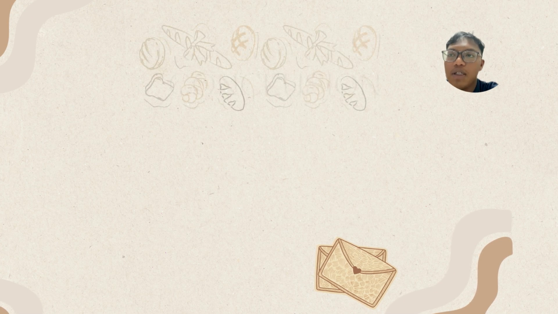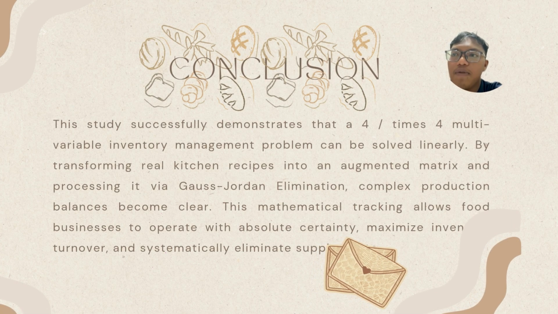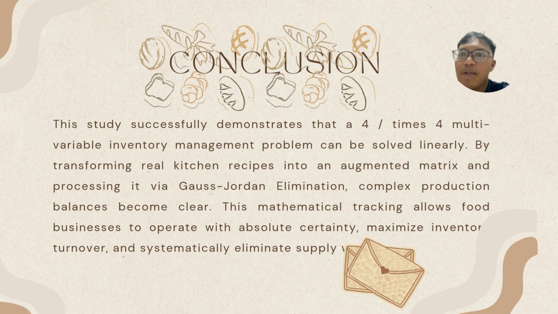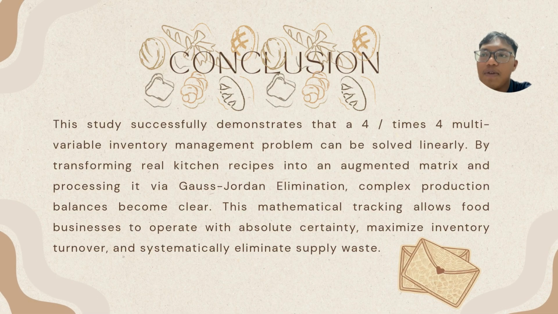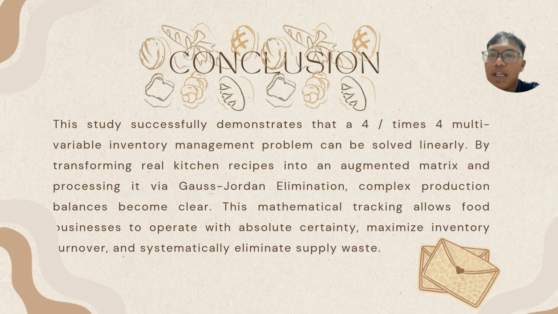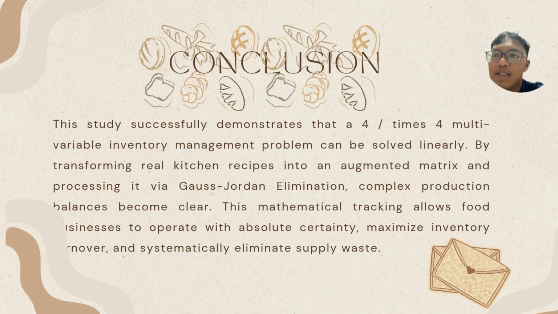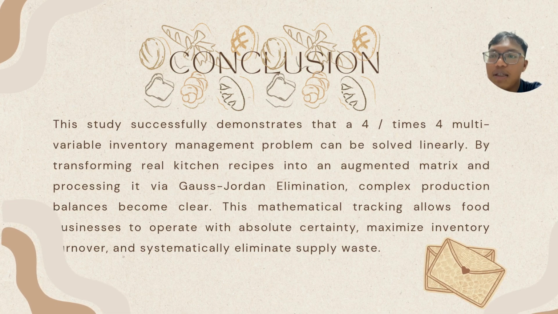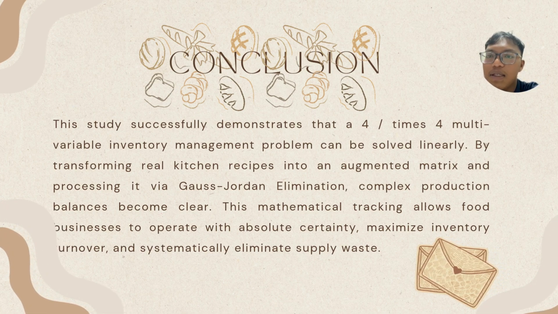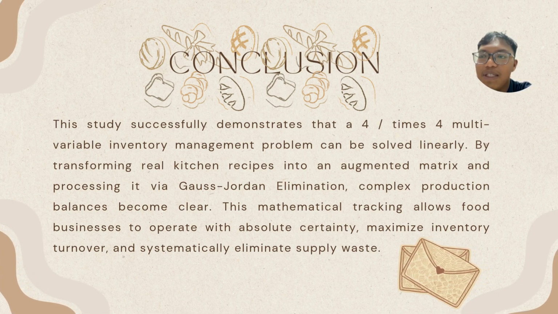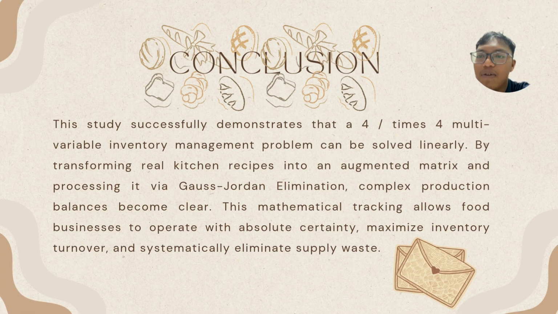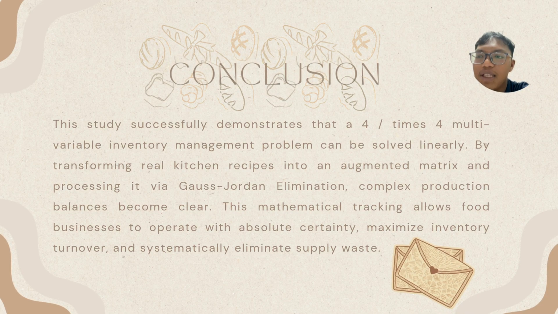For the conclusion, this study successfully demonstrates that a 4x4 multivariable inventory management problem can be solved linearly by transforming a kitchen recipe into an augmented matrix and processing it via Gauss-Jordan elimination. Complex production balance becomes clear. This mathematical tracking allows food businesses to operate with absolute certainty, maximize inventory turnover, and systematically eliminate supply waste.